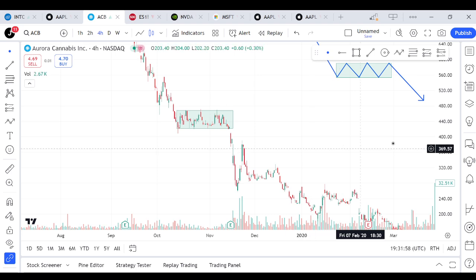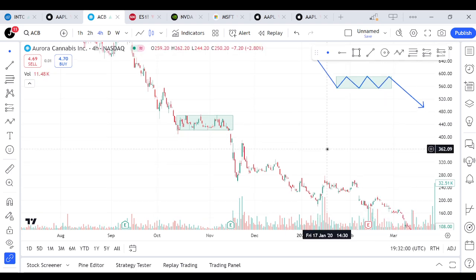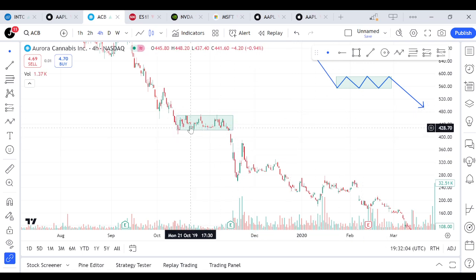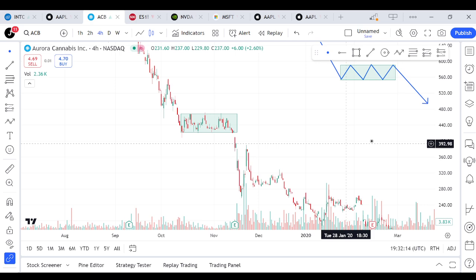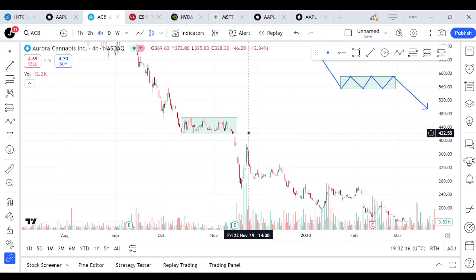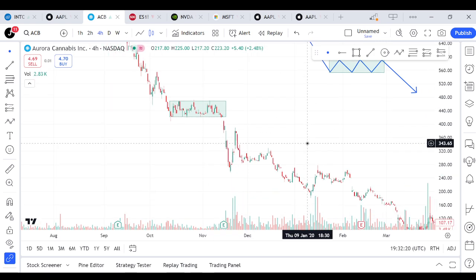So it's not every time that price retests this level. If you are an aggressive trader, you could just enter as price breaks with momentum from the lower boundary of the rectangle. But if you are a conservative trader, you should wait for a retest of that support-turned-resistance line before you take your short positions.